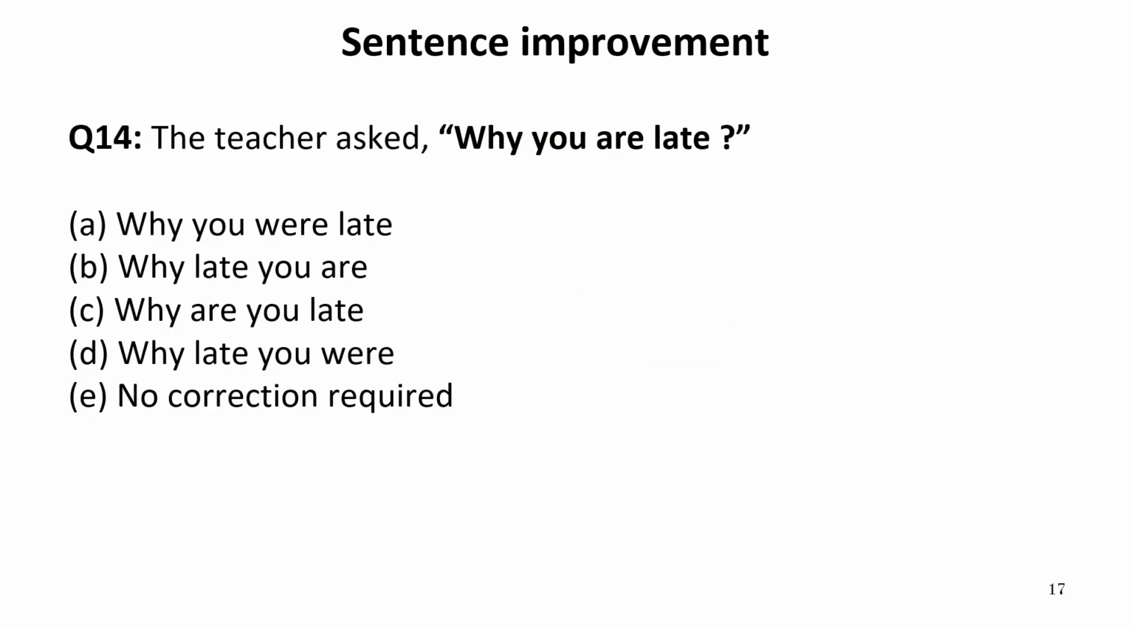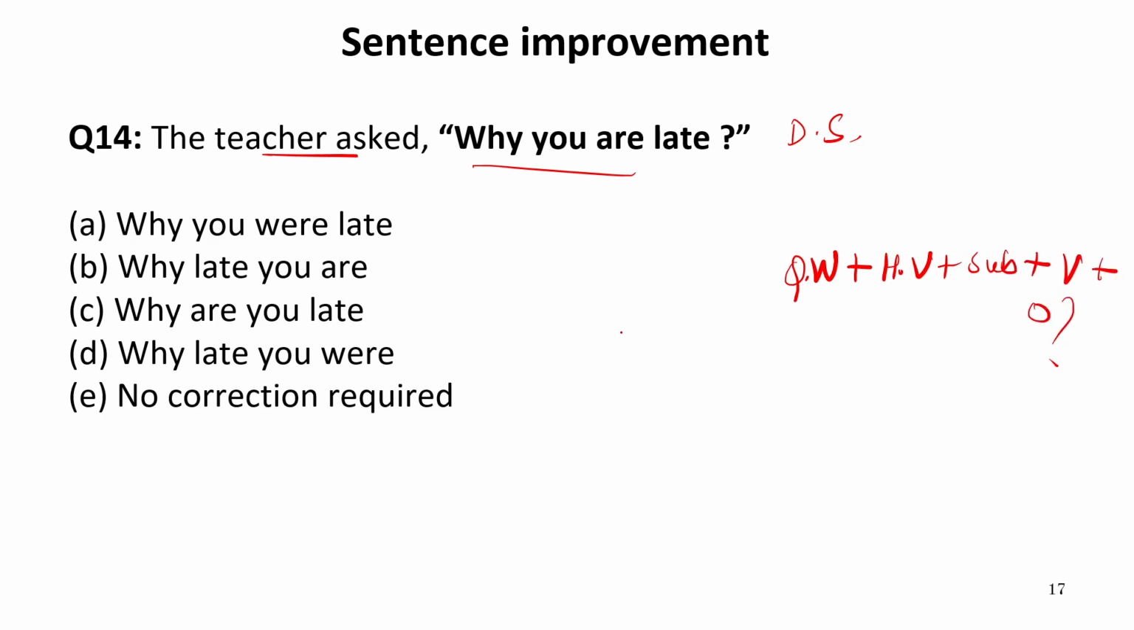The teacher asked why you are late. Now this sentence is direct speech sentence. So in direct speech, we simply write the sentence as it has been said. So the teacher asked what? So this is in inverted commas. It means the tense of this will not be changed and the structure also will not be changed. This is an interrogative structure, and for interrogative structure, first we write question word, then after question word we write helping verb, then we write subject, then we write verb, and then we write object, and then question mark.